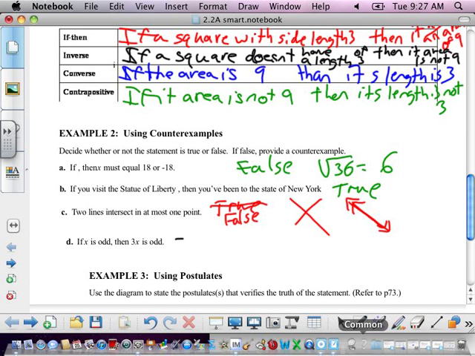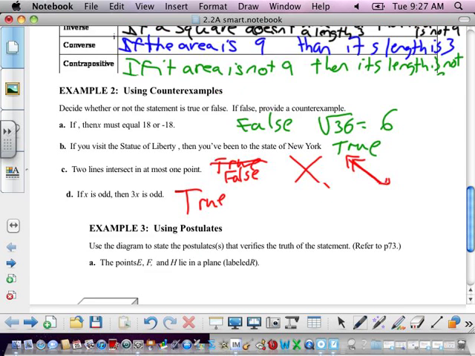If x is odd, then 3x is odd. So 1 times 3 is 3, still odd. Let's think of another odd. 3. 3 times 3 is 9, still odd. 5. 7. 7 times 3 is 21. So I would say it was true. But 10 is not an odd. Okay. We're good. All right, now we're going to use some postulates to look at this diagram.